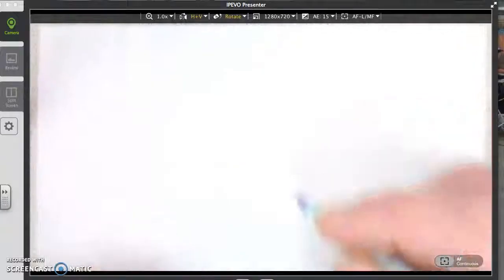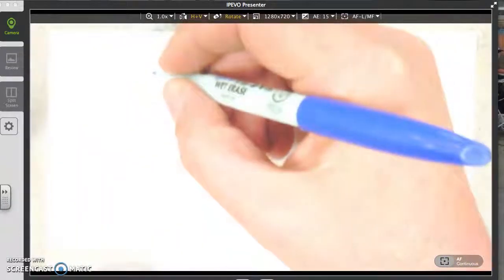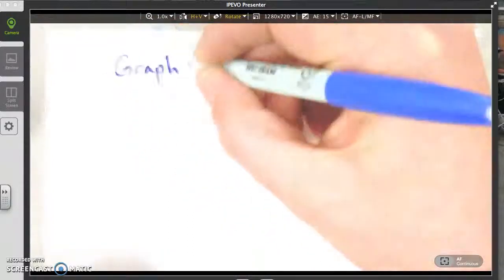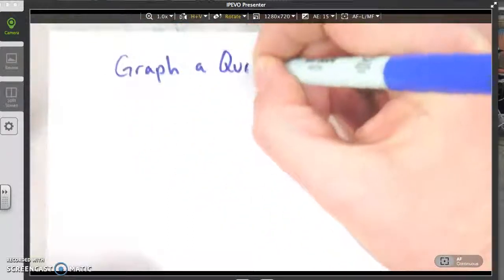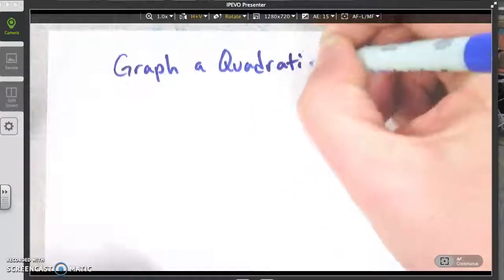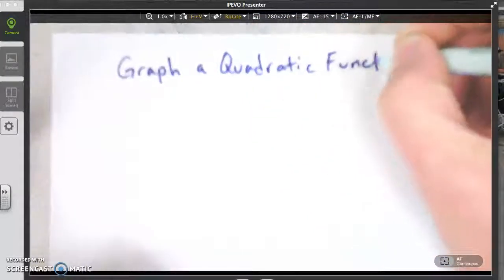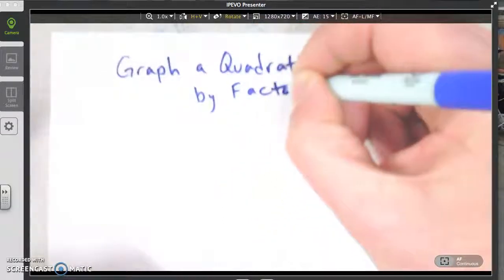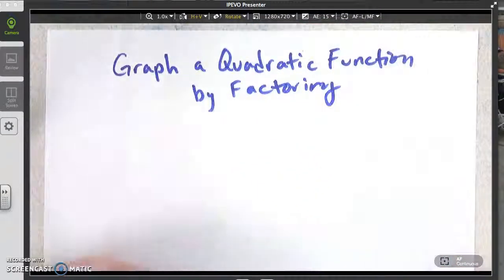All right, students, what we're going to do is I'm going to do some notes showing you how to graph a quadratic function by factoring. All right, that being said, so here we go.